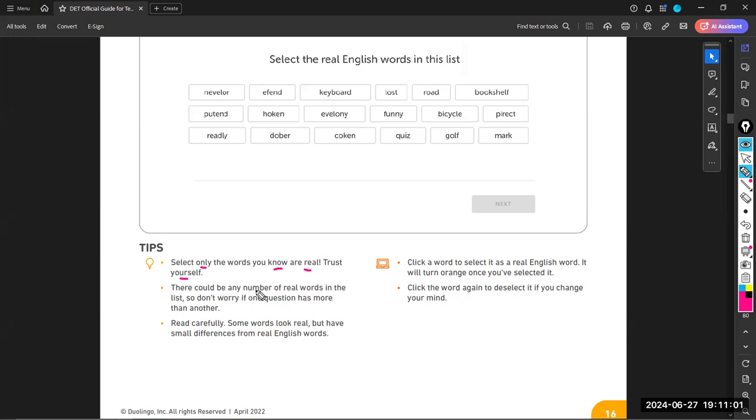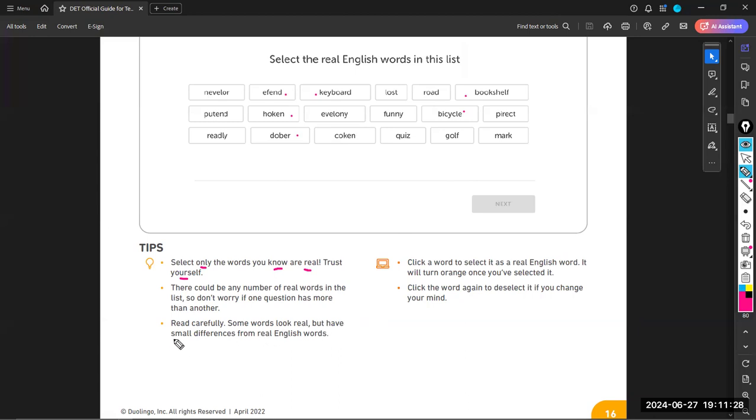There could be any number of real words in the list. Maybe you have to select only 4 words, maybe 8, maybe 10, 2, 5, 3. There is not a standard number of words to select. There isn't a specific number of words you have to select all the time. Maybe 2, maybe 10.